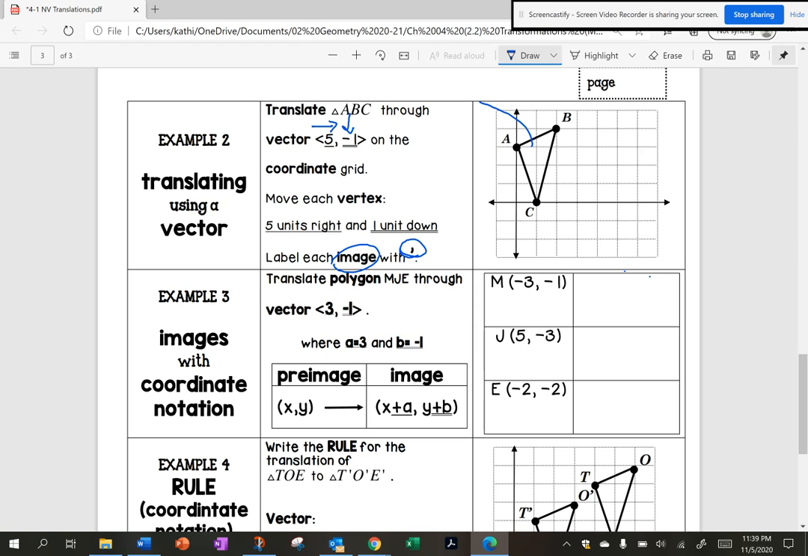So this is my first, or the original, so I call this the preimage. Okay, so I'm going to take each point and go to the right 5: 1, 2, 3, 4, 5, and down 1. So I call that A prime. 1, 2, 3, 4, 5, and down 1. And that is B prime. 1, 2, 3, 4, 5, and down 1. That is called C prime. So I can't call them A, B, and C because I already have an A, B, and C.